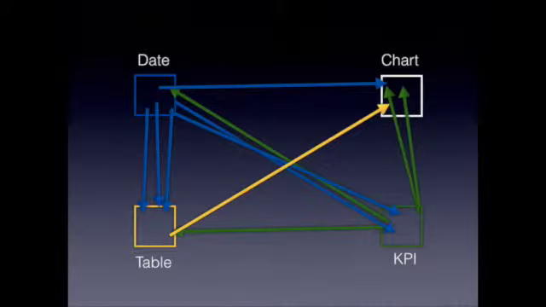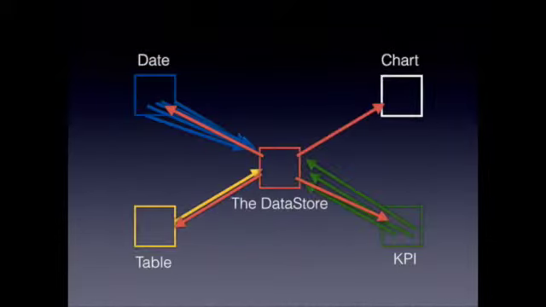So, here's another view of that complexity. We just remove all the code and just show how everything complicates everything else. And the way we're going to fix that is with the data store pattern. So now, when the KPI or the date updates, it's going to update the data in the data store. And the data store object is responsible for updating the different components.